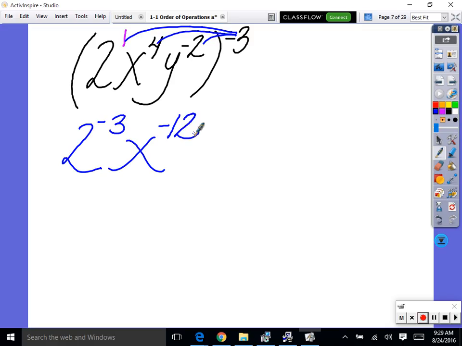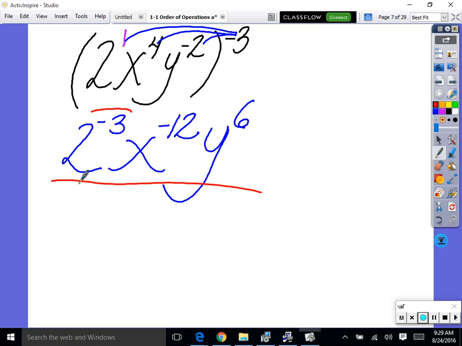Are we following? If not, I don't know. If you don't answer, then I don't know if I'm making sense. And then we have negative 2 times negative 3, which is positive 6. Yay, there's our answer. Now we take and flip anything with a negative exponent.